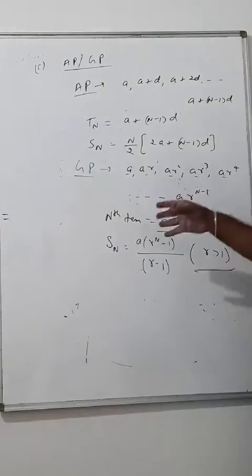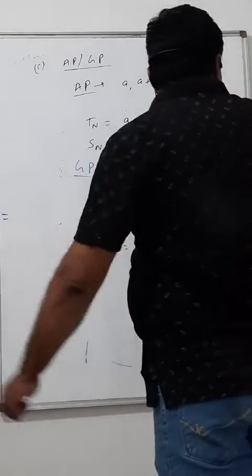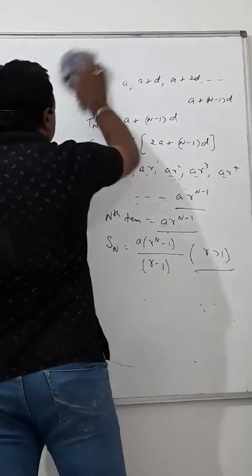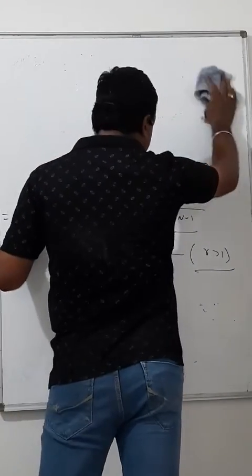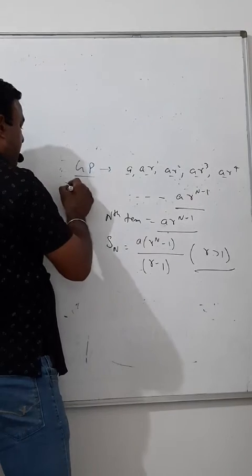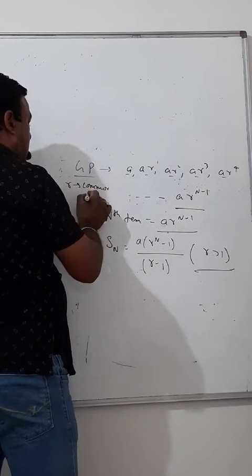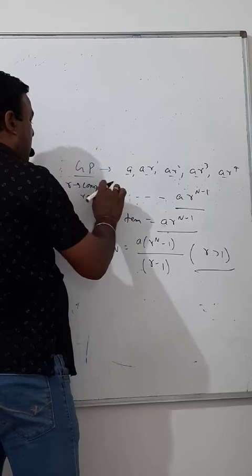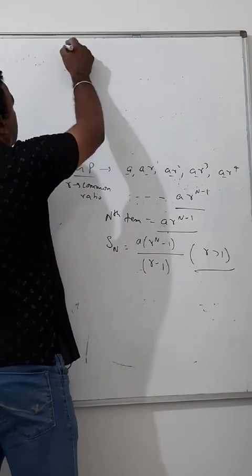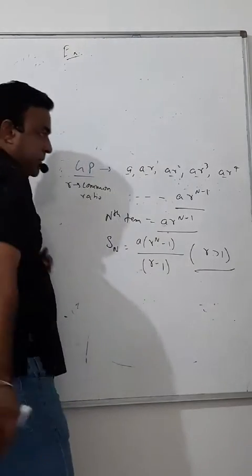Now, what is r? I'll just give you an example, then you will understand. R is called the common ratio. Look, I take an example of a GP.